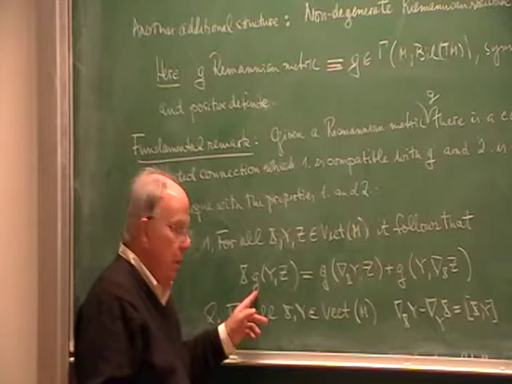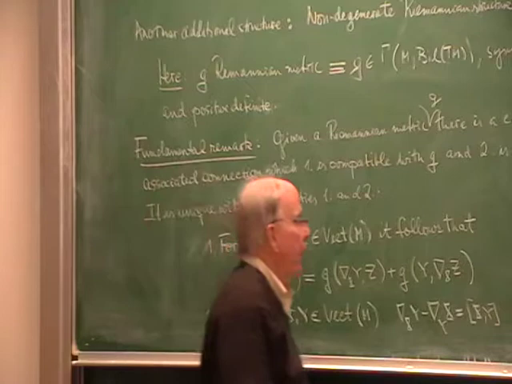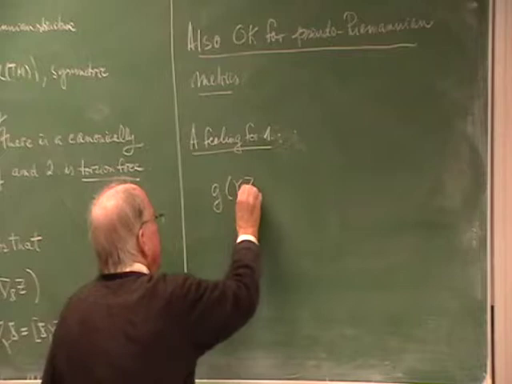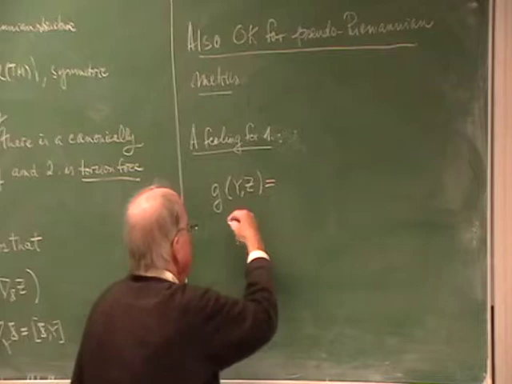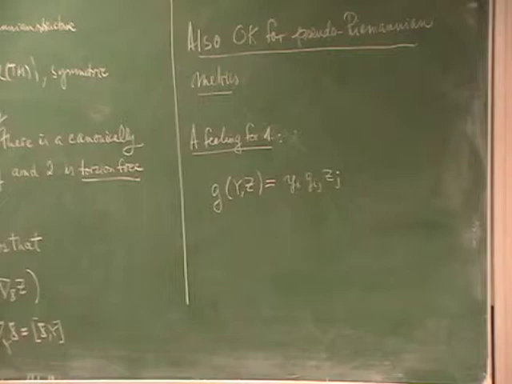In a frame, you write y, x, y, and z, and so on. You write y and z in terms of the frame. So you write g of y and z as something like, with the symmetric matrix and all that stuff, y_i g_ij z_j. Isn't that true? You just write the code, right?